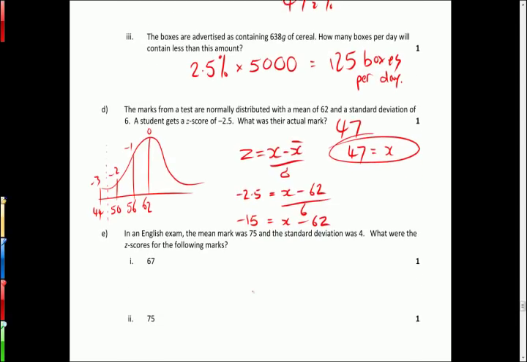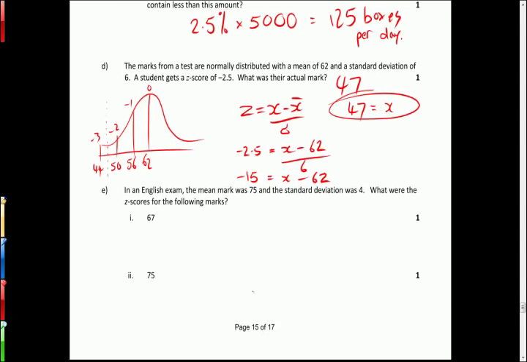In an English exam, the mean was marked with 75, standard deviation is 4. What were the z scores for the following? Again, I could do that picture, or I could just go for the formula. Let's just go for the formula. The z score equals the score we're discussing minus the mean over the standard deviation. 67 minus 75 is minus 8 over 4, and minus 8 over 4 is minus 2, which means he's 67, two standard deviations below the mean. Yeah, two standard deviations, that's 8. 75 minus 8 is 67. Yeah, it was. Right on.